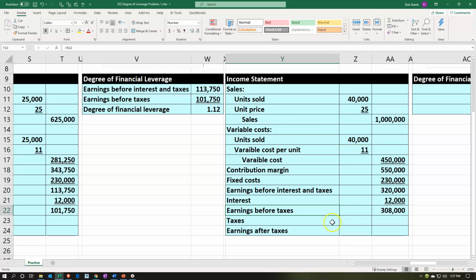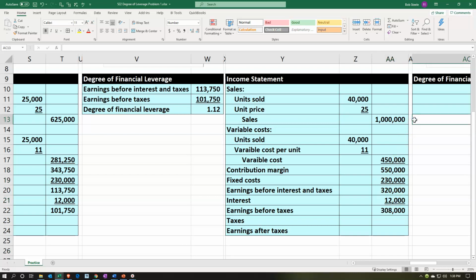And that's going to adjust our earnings before taxes, now at the 308 as opposed to the 101,750. Of course, our variable costs are going up in proportion to the increase in the sales amounts up top, meaning we have an increase in the contribution margin. The fixed costs remained the same, which is important to note, as did the interest expense.